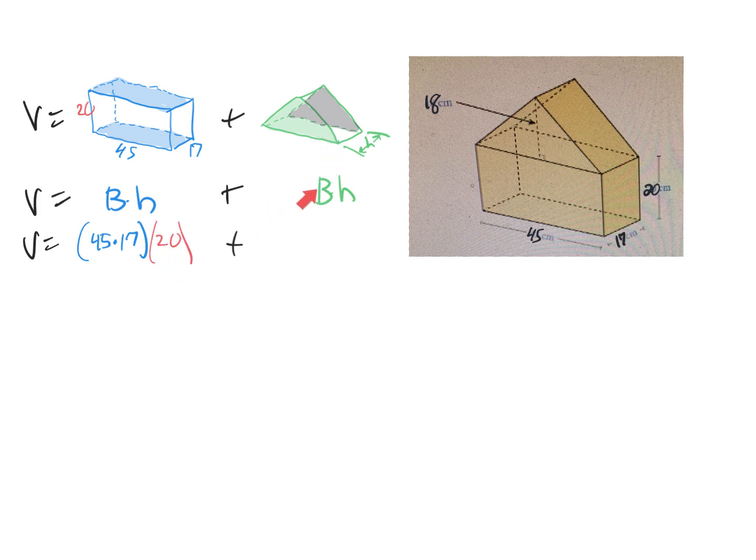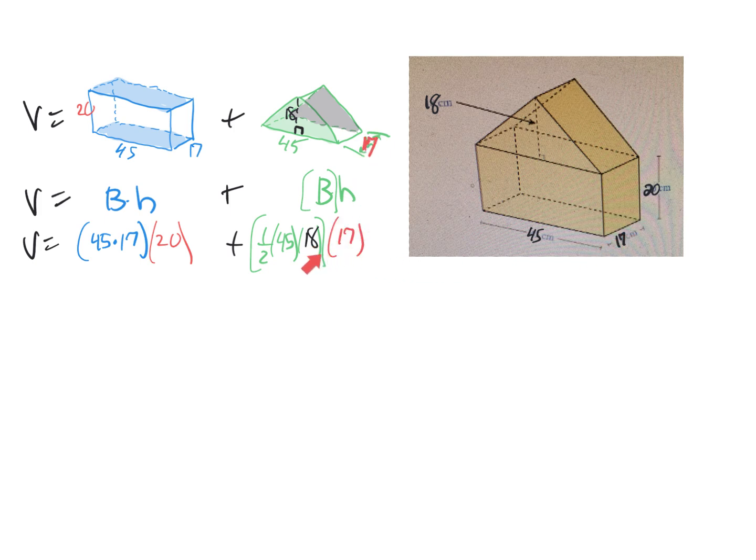The area of the base, well, the base is this green triangle. And the base of this triangle is 45, and its height is 18. So that is the area of the triangular base. And then the height of this prism that we have to multiply it by is the distance between those two bases, which is 17.